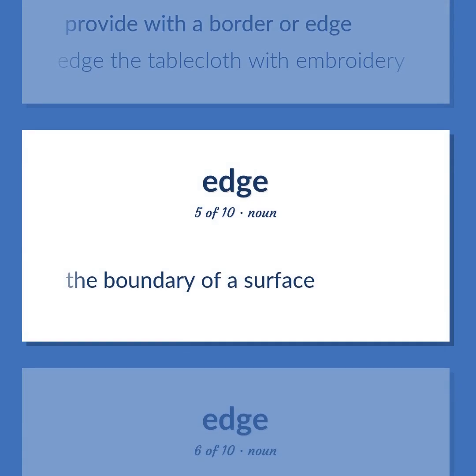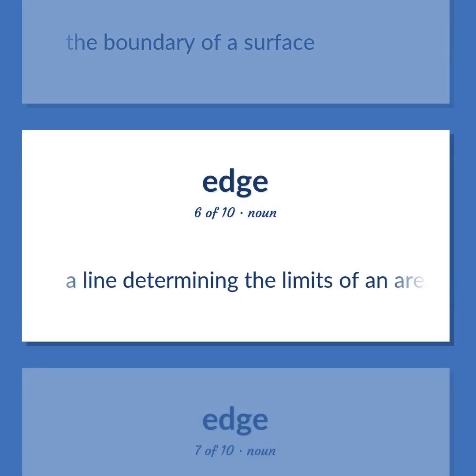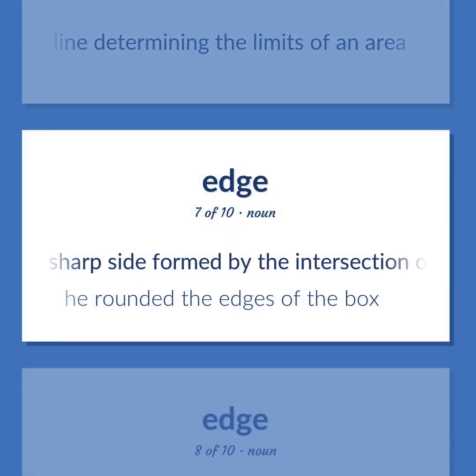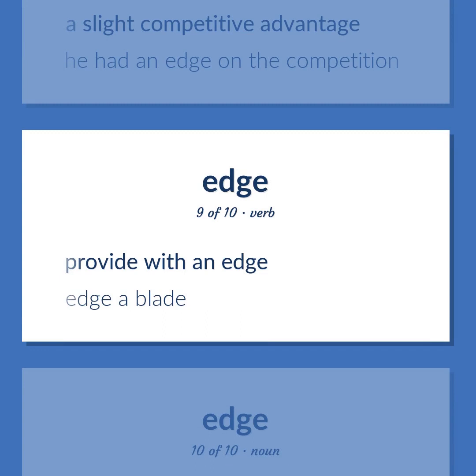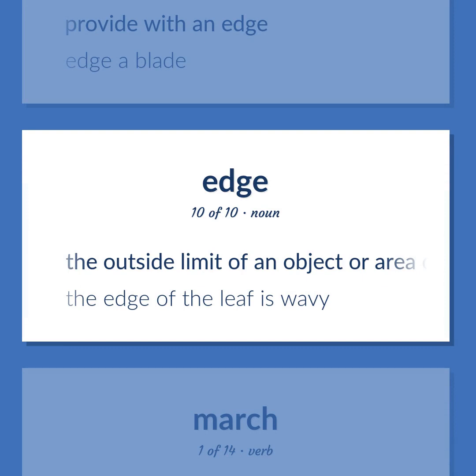The boundary of a surface. A line determining the limits of an area. A sharp side formed by the intersection of two surfaces of an object. He rounded the edges of the box. A slight competitive advantage. He had an edge on the competition. Provide with an edge. Edge a blade. The outside limit of an object or area or surface. A place farthest away from the center of something. The edge of the leaf is wavy.